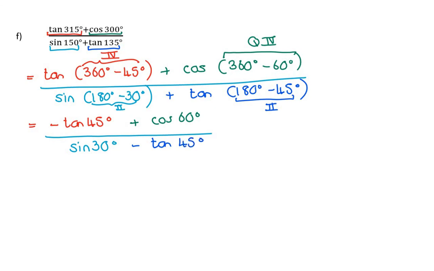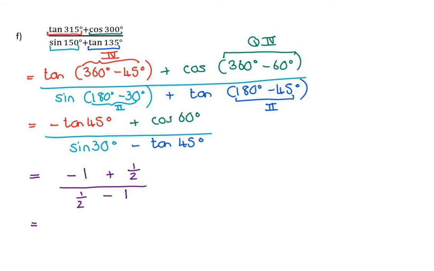Okay, now that's all the hard work done, because now it's just special angles and simplify. So tan of 45 degrees is 1, so that's negative 1. Cos of 60 is a half. Sine of 30 is a half, and tan is minus 1.